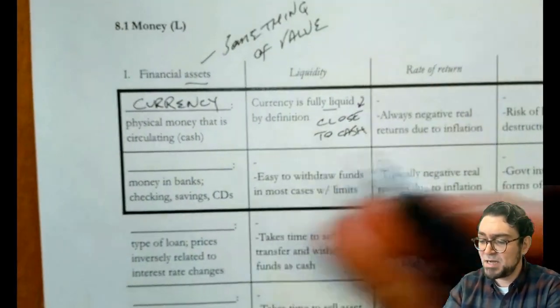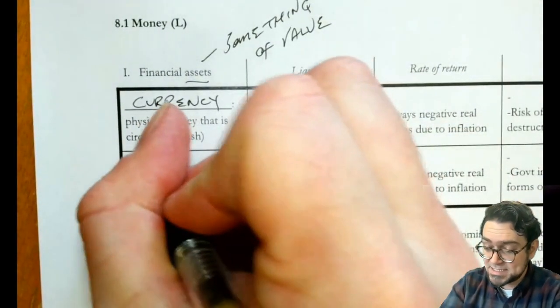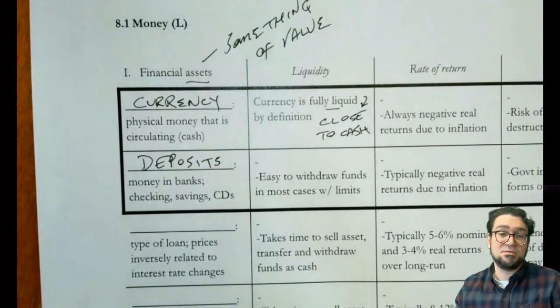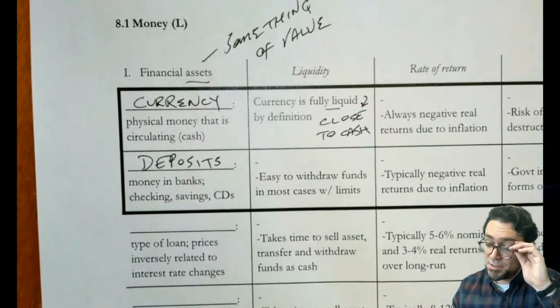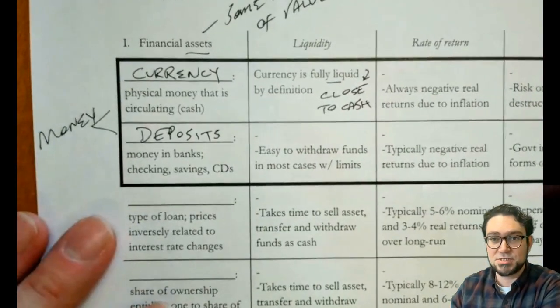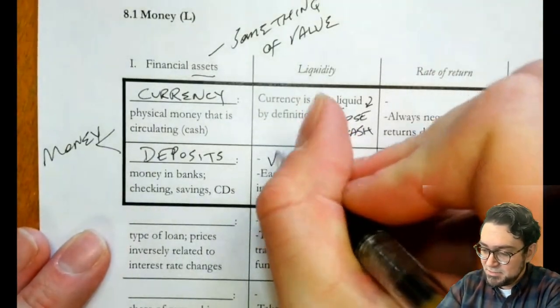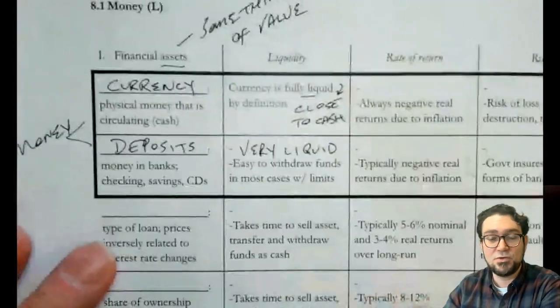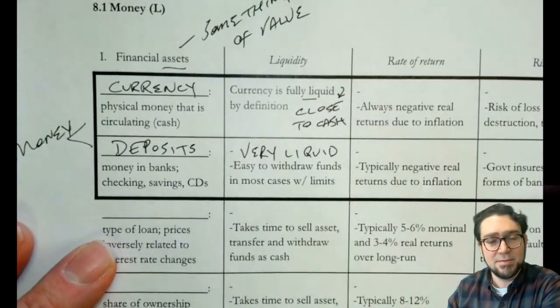The other type of money that we would consider to be a financial asset is a deposit. And these are money that's been deposited into a financial institution like a bank or a credit union. And both of these we would consider to be forms of money. We'll get back into what is money in just a few moments. This is very liquid, we would say. Most deposits are really easy to turn into cash because you can just go to your ATM and get money out.